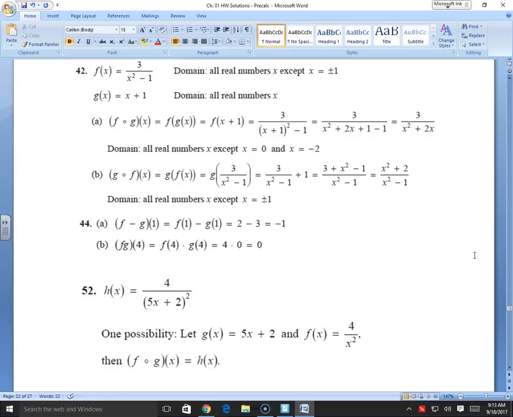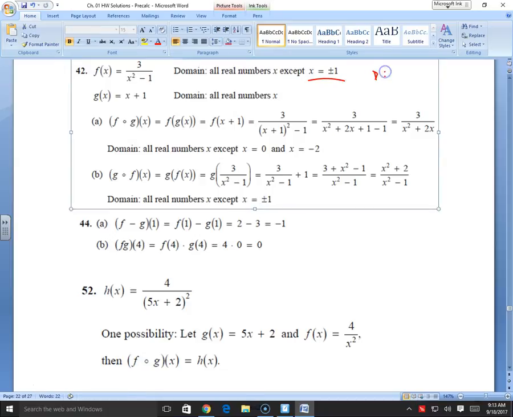Number 42. If you guys notice in the problem, I think it said something about consider the domain or find the domain of the composition. What they did first of all was look at them separately and say, hey, what's this guy's domain? Everything except, it says. Another way of putting it, the way I would, is x does not equal plus or minus 1 for the domain. That works too. This guy had no problem, so he's just all real numbers.